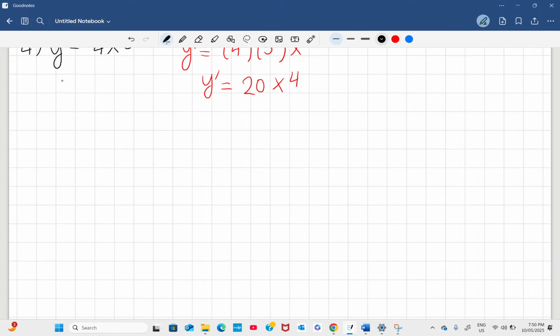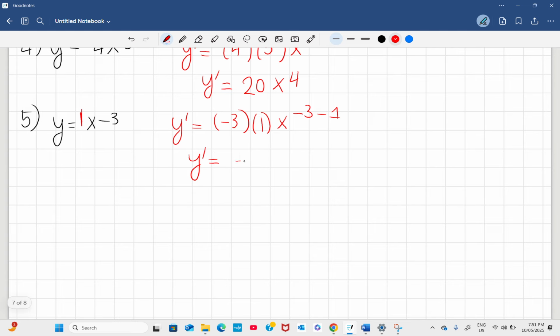Let's take another example. Let's say I have y is equal to x to the power of negative 3. Now here nothing changes as well. Even though my power is negative, I still apply the same formula. It's not really a formula, but it's the way you solve it. So y prime, I take the power, which is negative 3, times the coefficient, which is 1, negative 3 times 1, x to the power of negative 3 minus 1. I end up with y prime is equal to negative 3x to the power of negative 4.